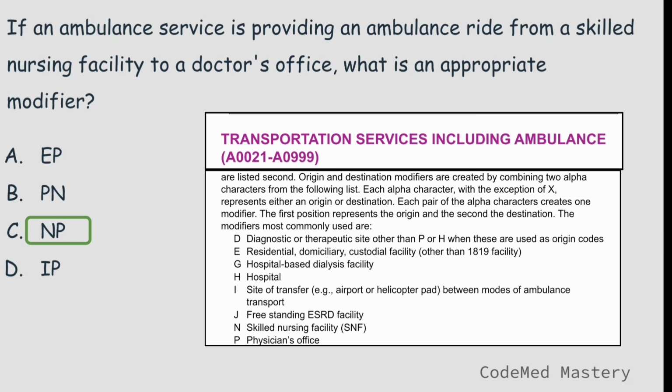In option A, EP describes picking up at a residential or custodial facility and destination is doctor's office. And option B, PN is pick up at doctor's office and destination is skilled nursing facility. And in option D, IP describes site of transfer as in from the airport or helicopter to an ambulance and then to the doctor's office. So in this case, the right answer is option C. Let us move on to the next question.